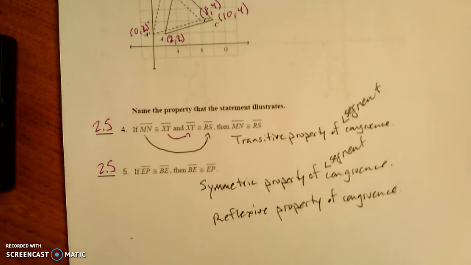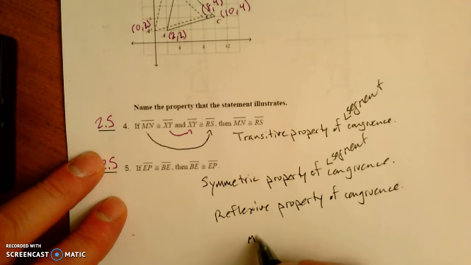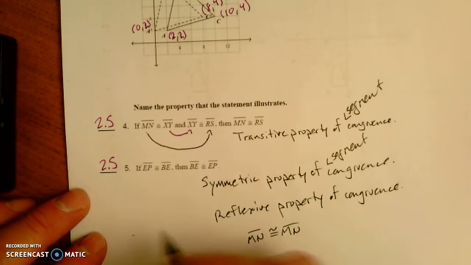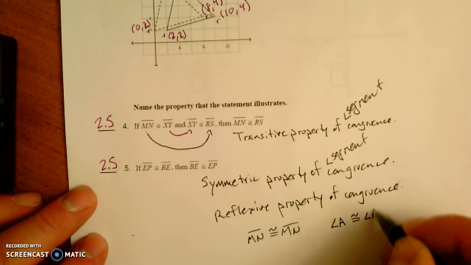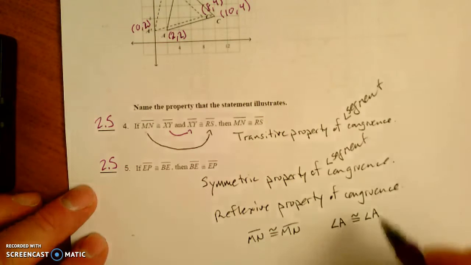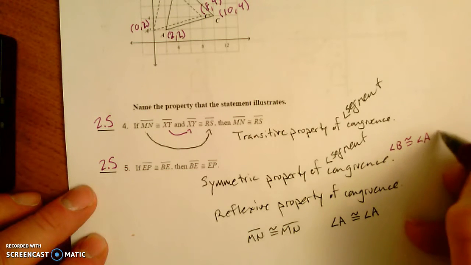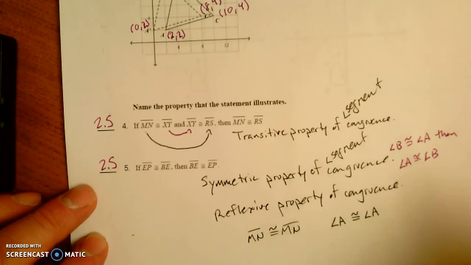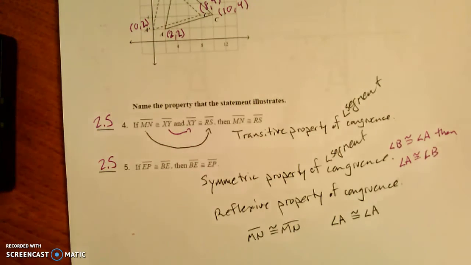It'd be called the transitive, symmetric, or reflexive property of angle congruence if we were talking about angles. For the reflexive property, it's just something like MN is congruent to MN. Every segment is congruent to itself. If you deal with angle congruence, then it would be a statement like angle A congruent to angle A. The symmetric property would be: if angle B is congruent to angle A, then angle A is congruent to angle B. So it just goes both ways. And the transitive property of congruence works just like this, except all with angles.